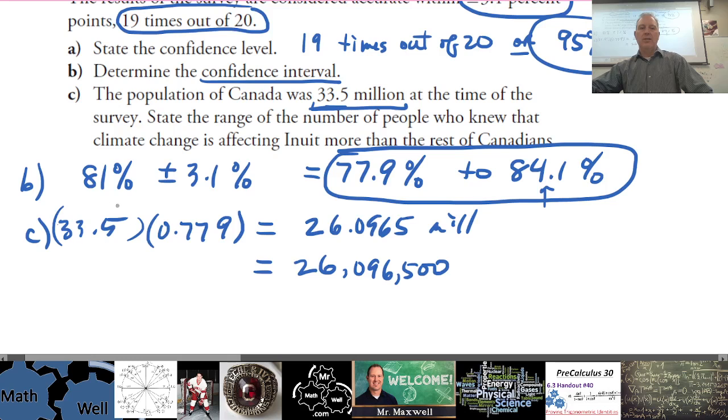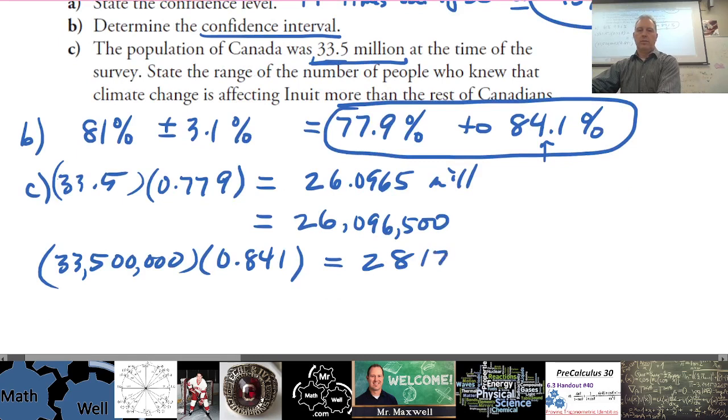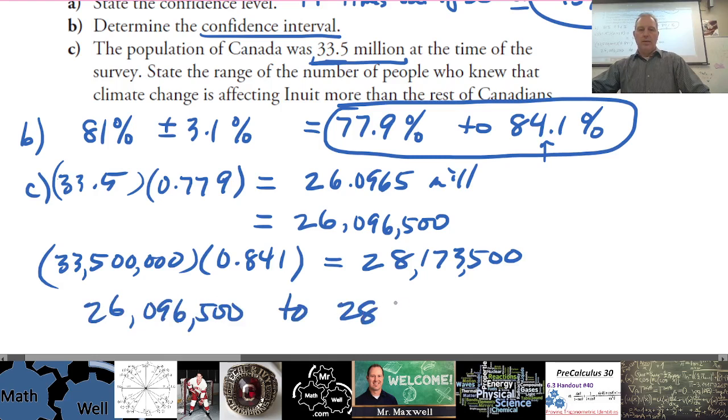So it might be easier, instead of doing the decimal of million, to write out the actual number, which I will do this time. There's 33.5 million. So for the upper percent, let's do the same thing, 0.841. And what do we get there? 28.1735. That, 20 million. So 26,096,500 to 28,173,500 people.